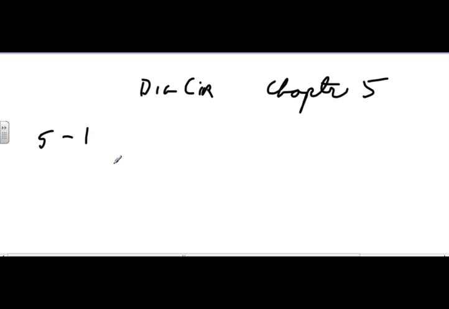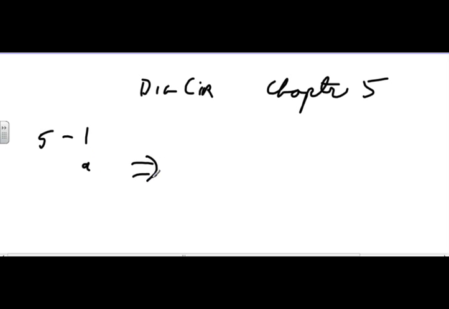Okay, we're doing digital circuits, and we're in chapter 5, and we're doing problems. I'm looking at 5.1, and what do I have to do? 5.1a, the Boolean equation. I want to write the Boolean equation.